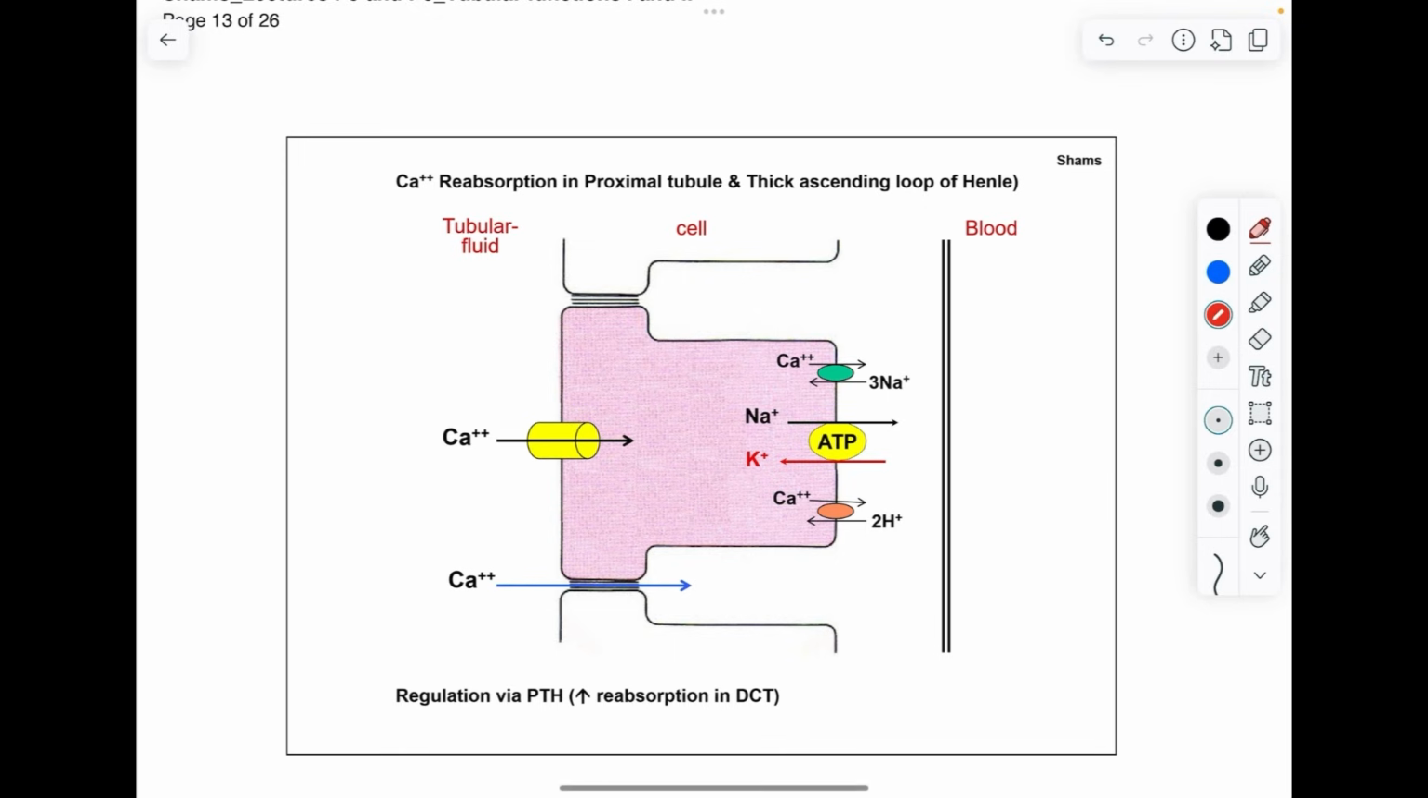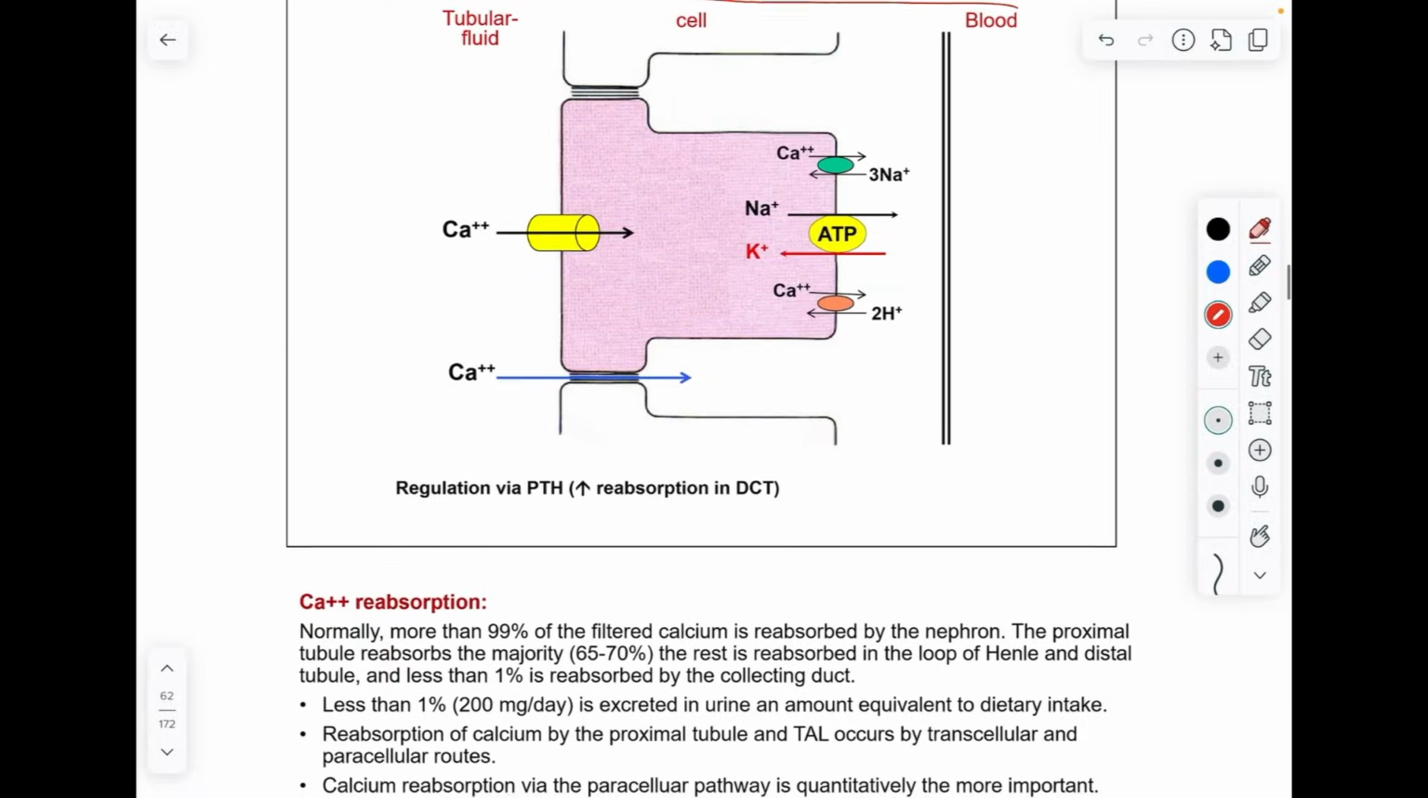Calcium reabsorption, you literally just need to know that we are reabsorbing calcium in the proximal tubule, I think it's in the loop of Henle, like every other thing. I don't know why it has its own slide here.